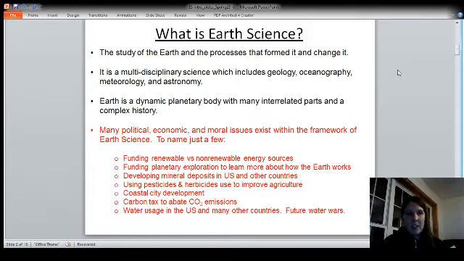Funding for planetary exploration to learn more about how the earth works. Developing mineral deposits in the U.S. and other countries, so like I said, with the fracking or with the natural gas. Using pesticides and herbicides to improve agriculture.